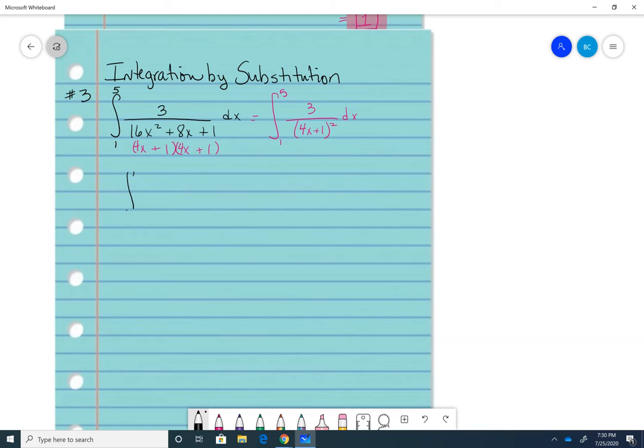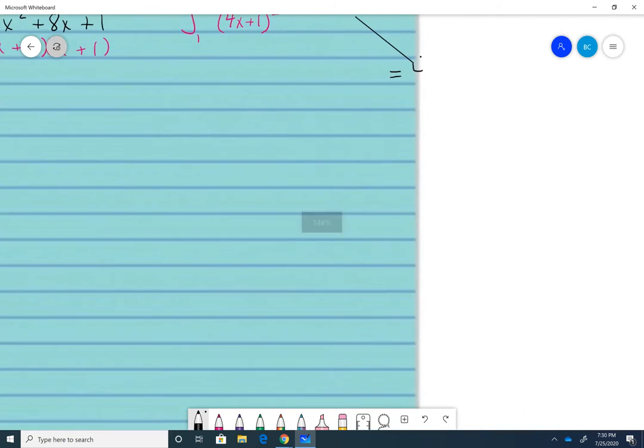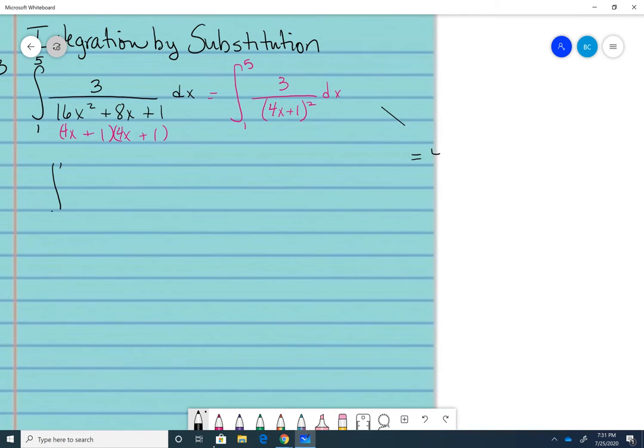Okay, so now what is u? So we're going to let u be, whoops, that wasn't supposed to happen. Hold on. Don't know where all that went, but we will just go with it. Okay, so we're going to let u equal 4x plus 1. All right, and now du is going to be 4 dx.